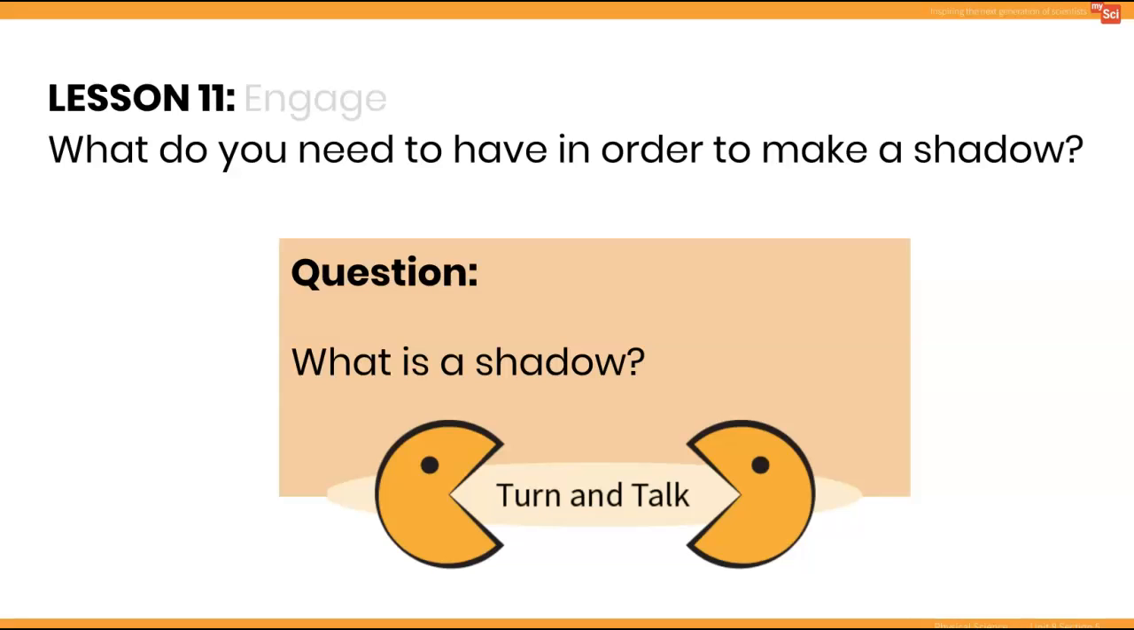In the engage portion of this lesson, you'll start off with a conversation by asking students, what is a shadow? Allow students to turn and talk, and then take a few answers. Remind students how in the last lesson they made shadows with their hands, and then brainstorm ideas of what other objects you could use to make shadows with.